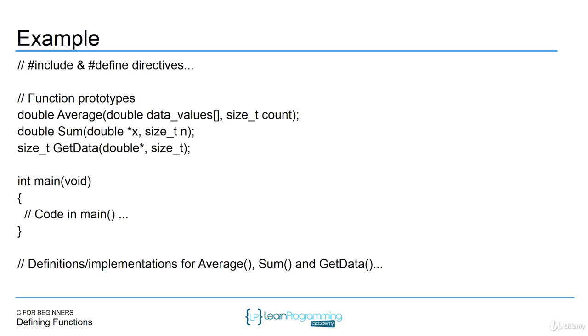What this allows you to do is now in your main function, you could call the average, you could call the sum, you could call the get data. And the actual implementations can be below where you're calling them. If you didn't have the function headers here, when you tried to call them in the main, if they were defined below the main routine, you would have errors or warnings. So let's take a look at that in Code::Blocks.